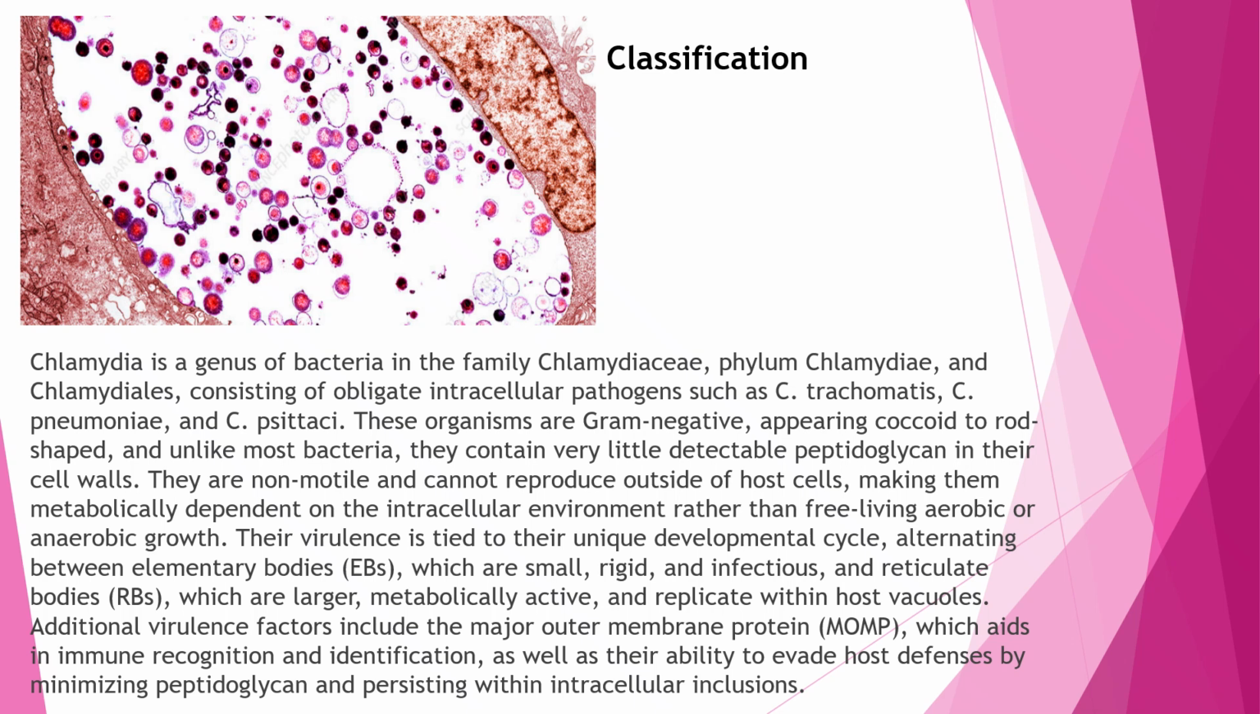They are non-motile and cannot reproduce outside of host cells, making them metabolically dependent on their intracellular environment rather than free-living aerobic or anaerobic growth. Their virulence is tied to their unique developmental cycle, which alternates between elementary bodies, which are small, rigid, and infectious, and reticulate bodies, which are larger, metabolically active, and replicate within host vacuoles. Additional virulence factors include the major outer membrane protein, which aids in immune recognition and identification, as well as their ability to evade host defenses by minimizing peptidoglycan and persisting within intracellular inclusions.